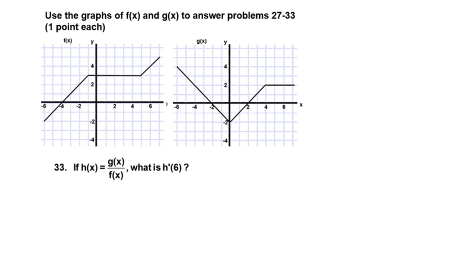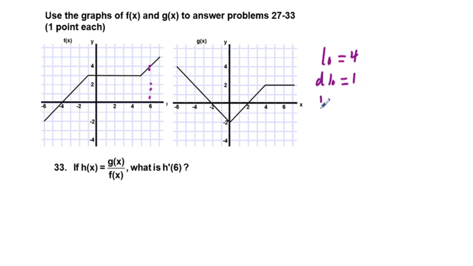Next, if h of x equals g of x over f of x, what is h prime of 6? Well, for this, we have low over high. So low is going to be, we look at f of 6, right? And so we go up to 6, that's going to be 4. f of 6 equals 4. And the derivative of our low, the slope of this thing is 1.